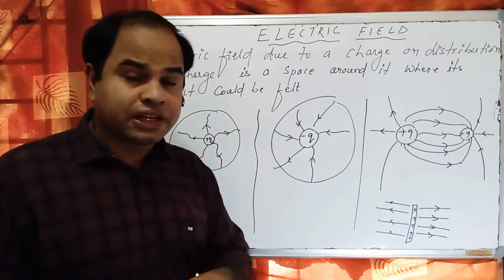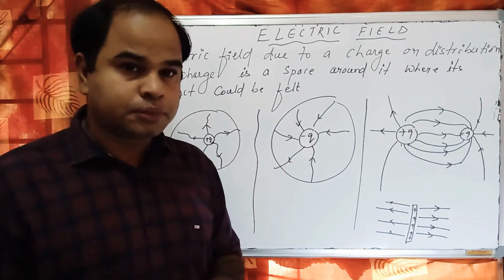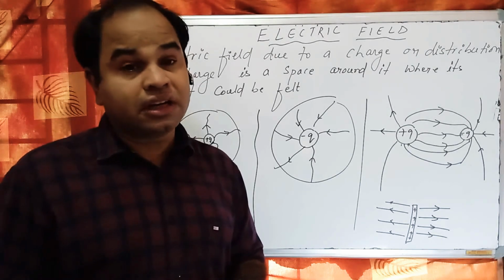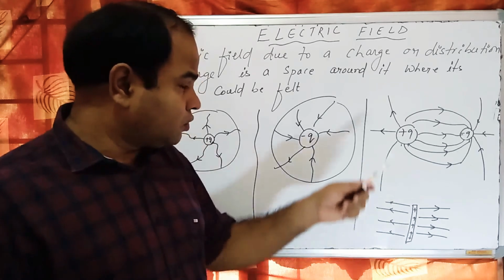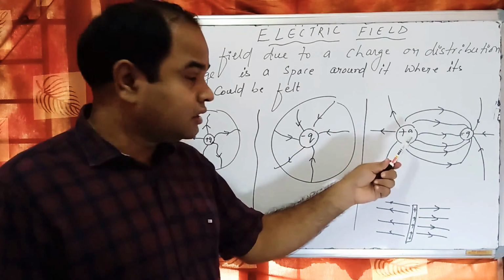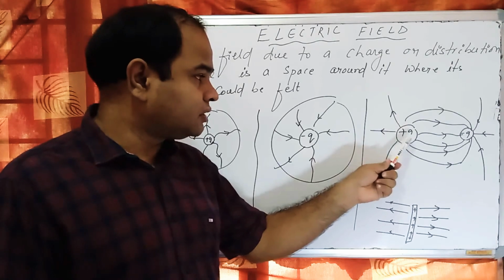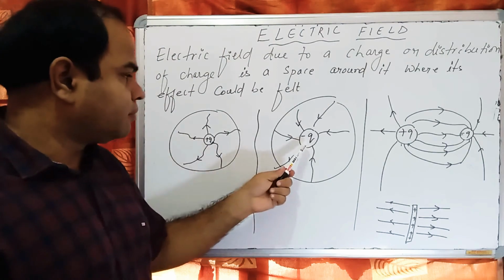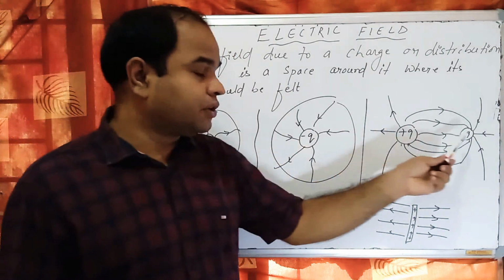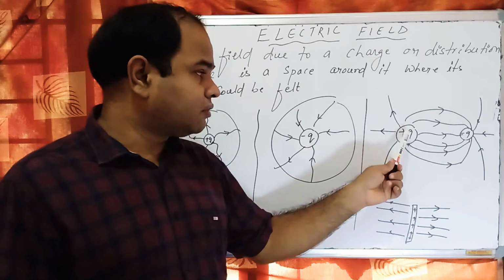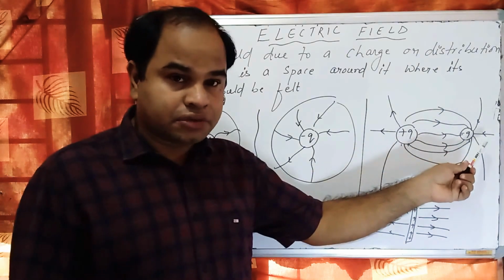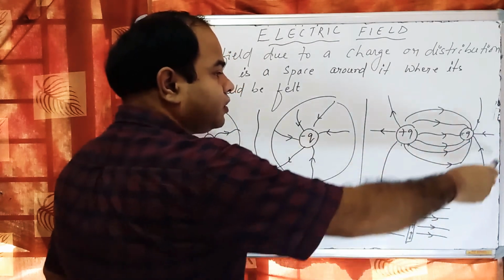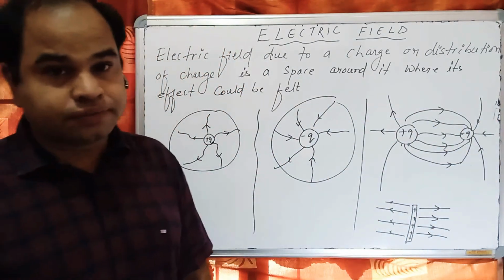If we take a positive and a negative charge, we know these are unlike charges, they attract each other. So these field lines will start from the positive charge and end in the negative charge due to this attraction. Positive is outward, negative is inward. So we can say this region is called the electric field of these two charges.